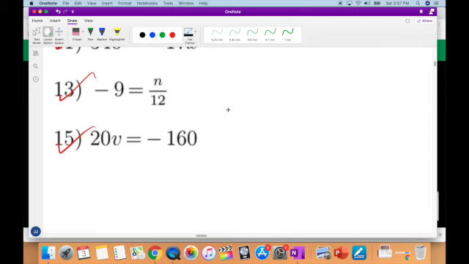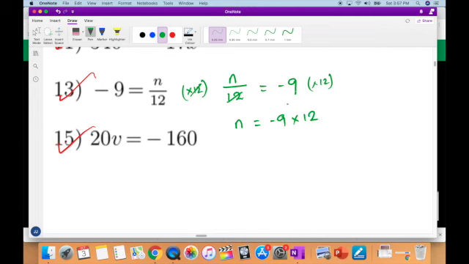Number 13. So with number 13, I have negative 9 is equal to n over 12. So I could rewrite this as n over 12 is equal to negative 9. This is being divided by 12, so I can multiply by 12 on both sides. So now n is equal to negative 9 multiplied by 12. So remember, you had to remember all of those rules, Shazay, when it comes to what's going to end up being negative and that kind of thing.